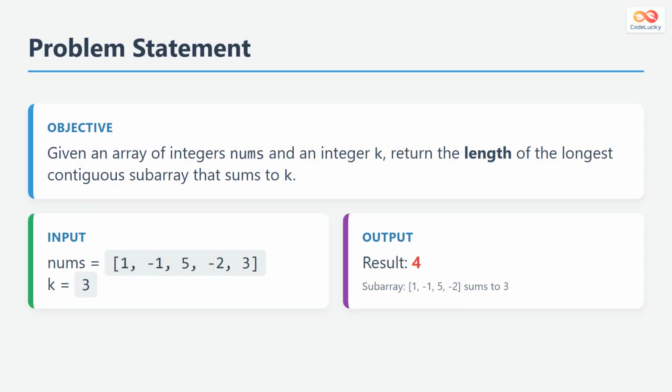Let's define the problem clearly. You are given an array of integers, which can include both positive and negative numbers, and a target integer k. Your task is to return the length of the longest contiguous subarray where the sum of its elements equals k. For example, in the array shown here with a target of 3, the subarray 1, -1, 5, -2 sums to 3, and its length is 4.